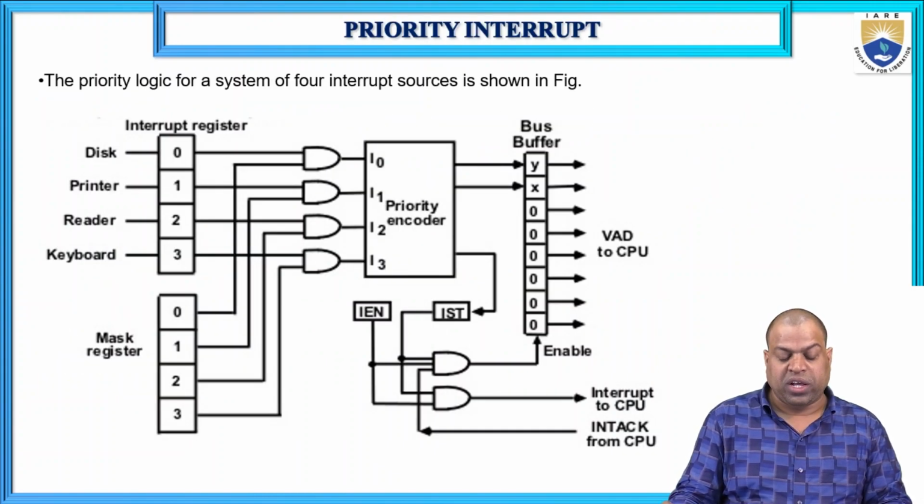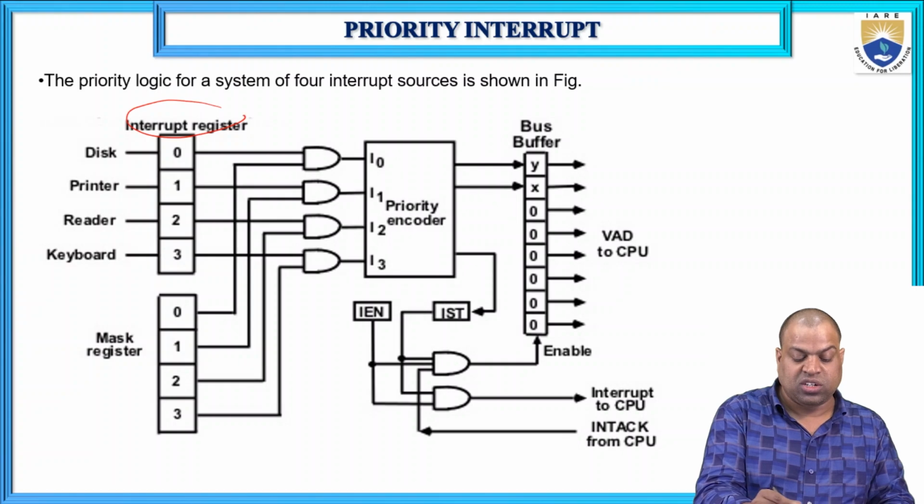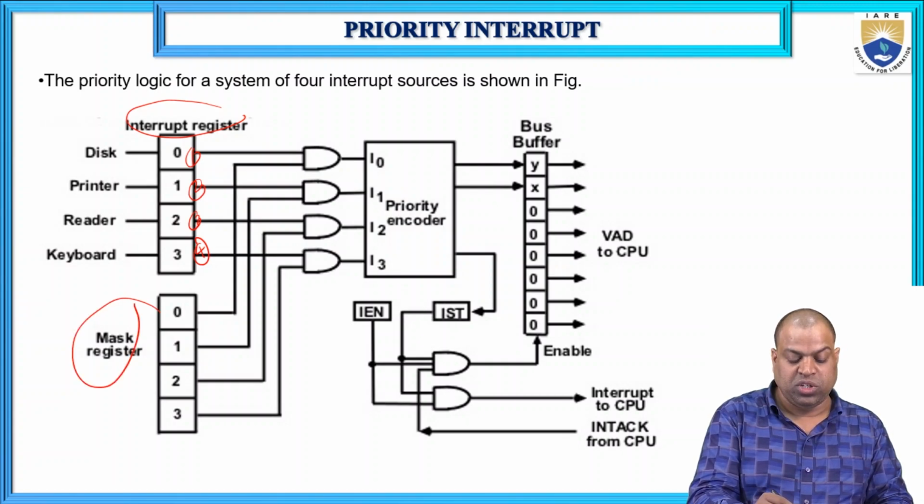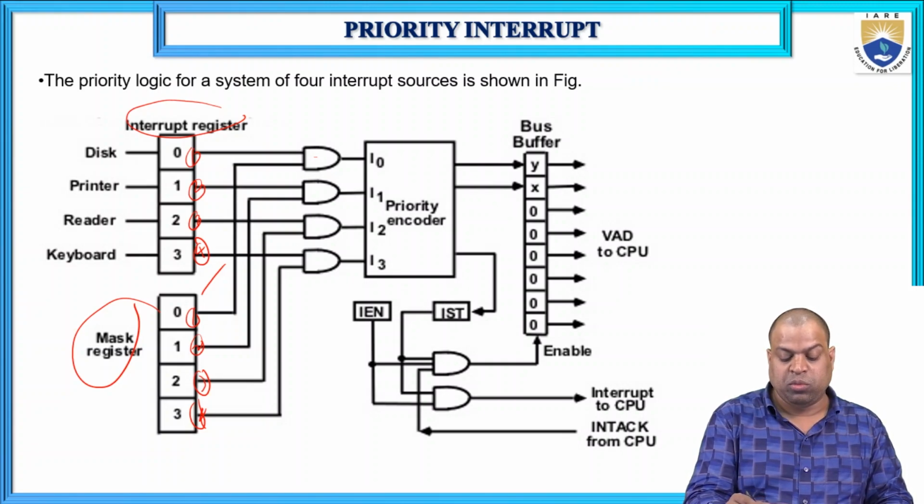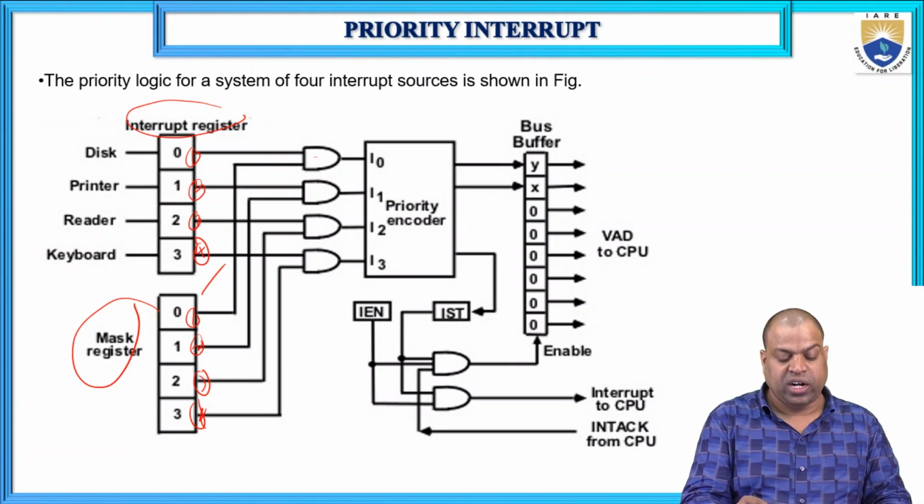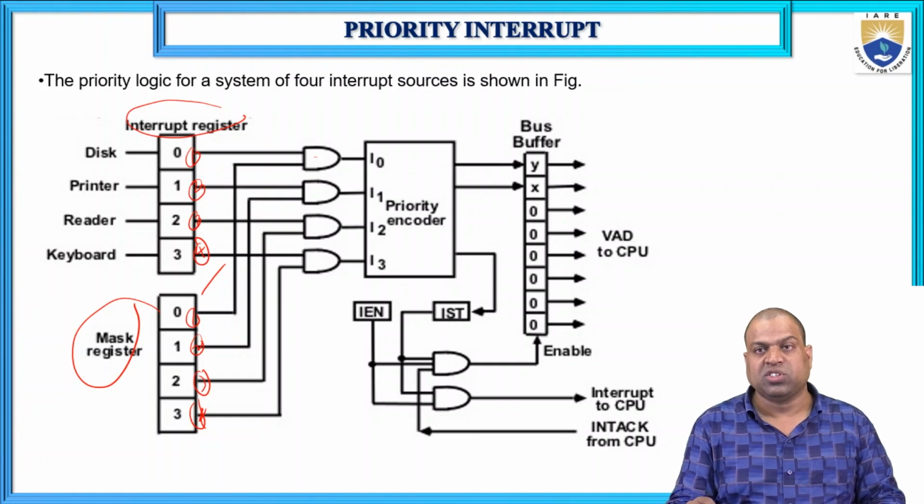So the priority logic for a system with 4 interrupt sources is shown here. Here I am giving the interrupt register: disk is the first one connected, then printer, reader and keyboard. How many are there? There are 4 devices connected, 1, 2, 3, 4, and the mask register has bits 0, 1, 2, 3, so 4 are waiting on the mask. So we have to decide which one is the highest and which one is the lowest. Here disk is connected to this one. Okay, the mask is connected to disk, then it will be enabled. Suppose 1 is enabled, the printer will be enabled. Suppose 2 is enabled, the reader. Key 3 means the keyboard will be enabled. So there are multiple inputs waiting, and the mask will select which one is the highest priority and which one is the lowest priority.